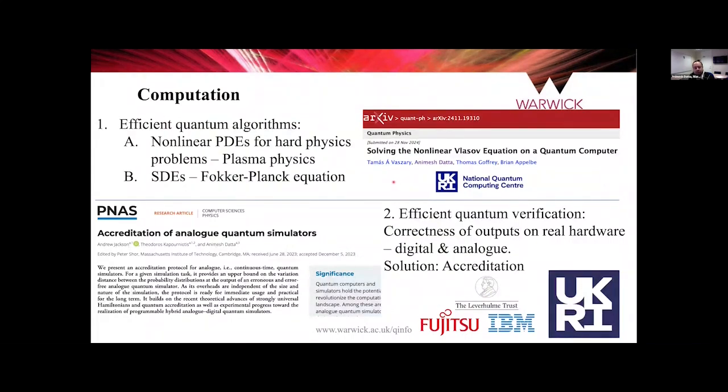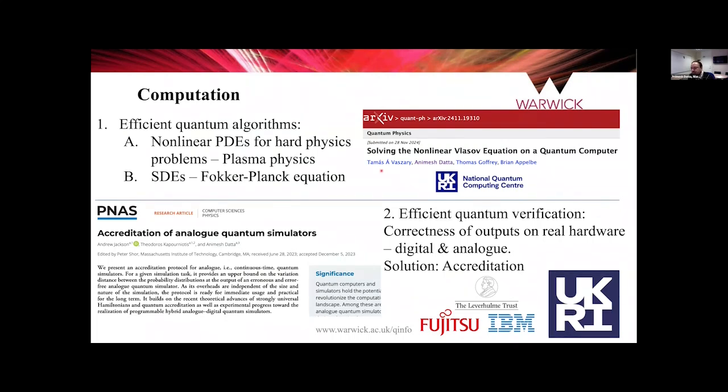One is efficient quantum algorithms, and within that, we focus on solving differential equations, in particular hard nonlinear PDEs. Plasma physics is an example we work on at the moment, and we have an upcoming project, supported by the NQCC, on that.